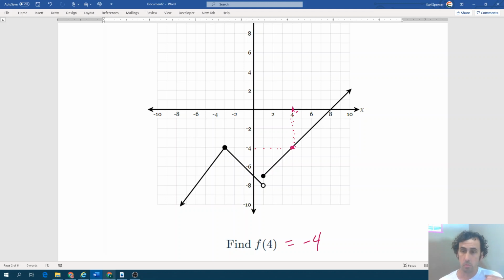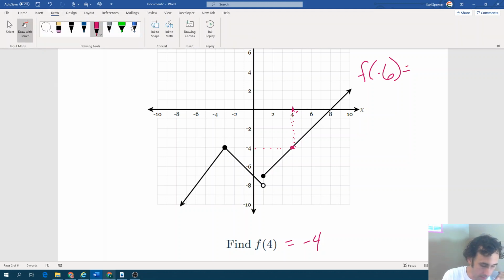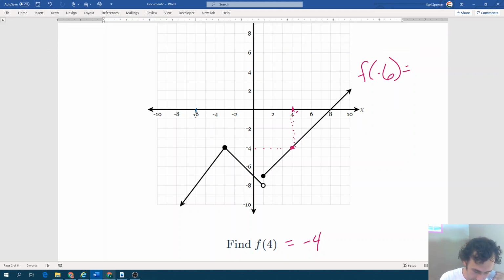And there's my solution. How about if I said, what's the value when, I don't know, if I do f of negative 6? When x is negative 6, what is that y value? Again, I would go to x value of negative 6, follow it till we hit the graph. Oh, there we are. What's that y value? Negative 8. So if I evaluate the same piecewise function at negative 6, my y value is negative 8.